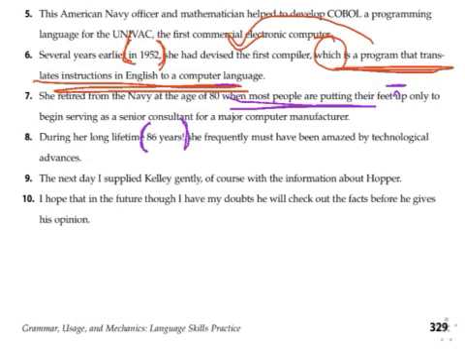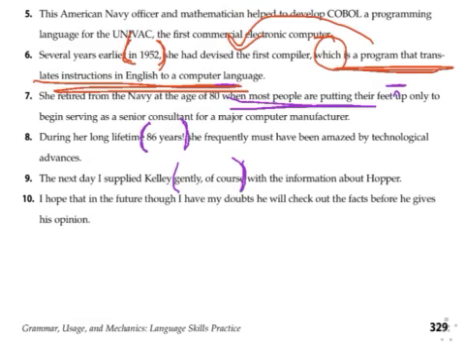For number 9, the next day I supplied Kelly gently, of course, with the information about Hopper. Do we need to know how the information was supplied? Probably not. So in this case, we would probably put gently, of course, in parentheses, because I could take that out. I don't really need to know how you gave someone information. That doesn't change anything about the sentence.